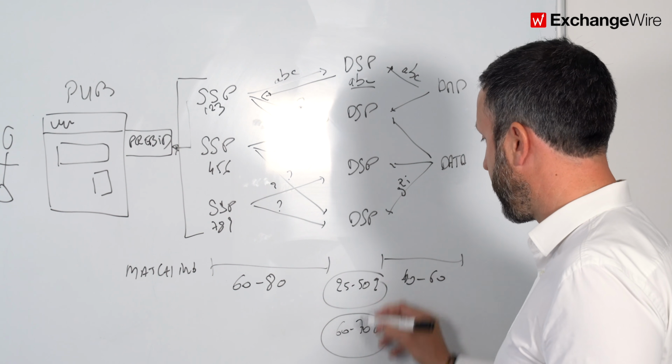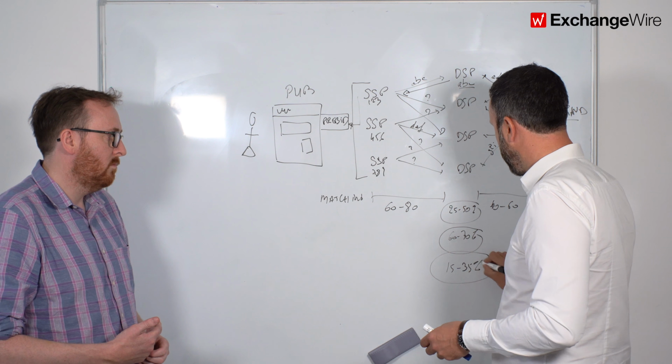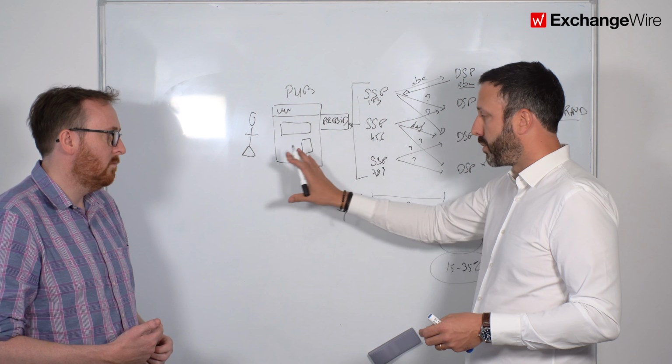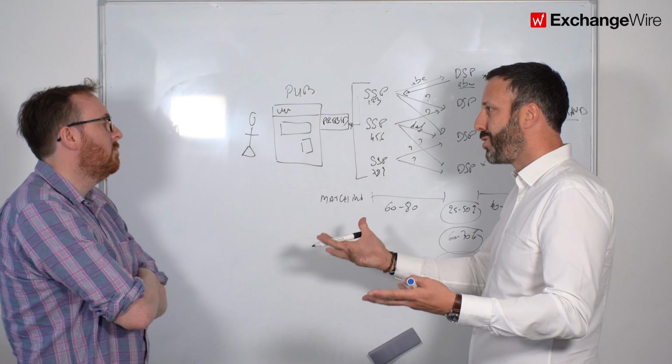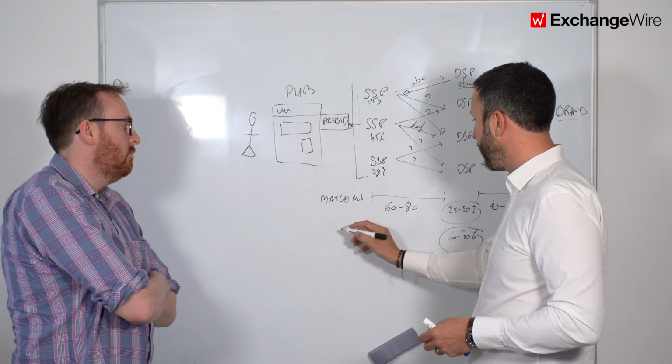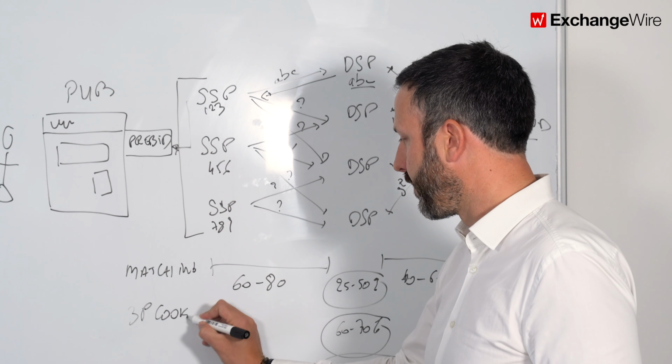So take 60 to 70% of that, you're down to 15 to 35% of your impressions as a publisher that you can actually monetize, 15 to 35% of the opportunities to reach your audience as a brand that you can actually use, right? So first problem is matching, second problem is third-party cookies.